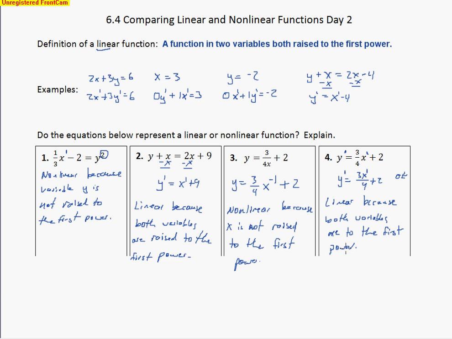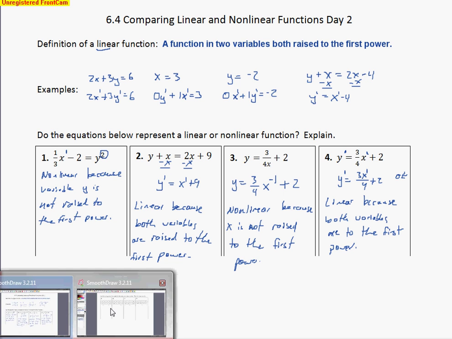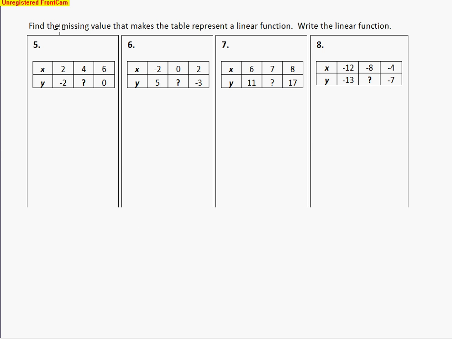So let's take a look at some other types of problems we'll experience, and here they are. You find the missing value that makes the table represent a linear function, and then it says we're going to also write the linear function. So we have two things. We have to find this missing value and then write the function.